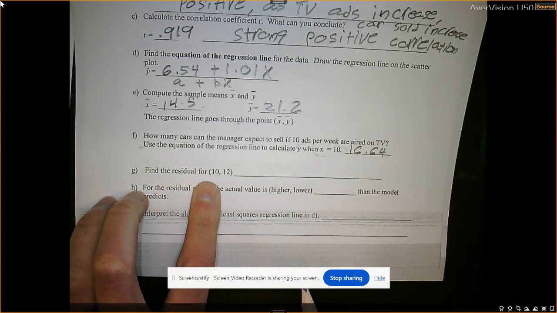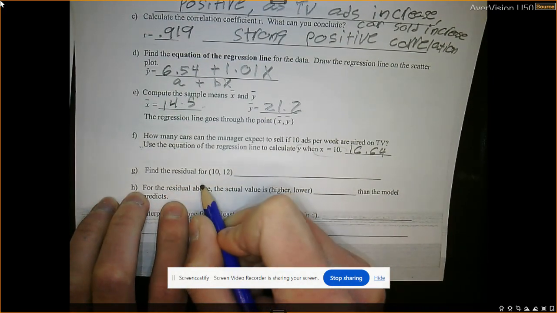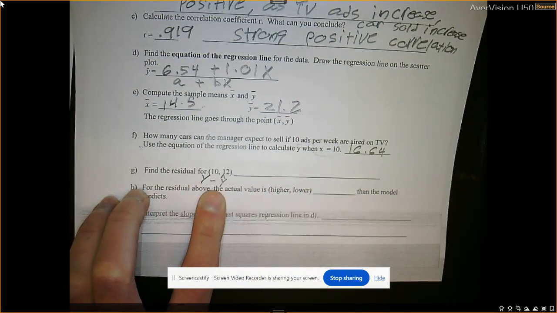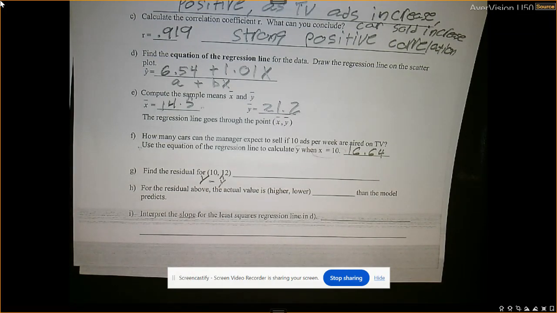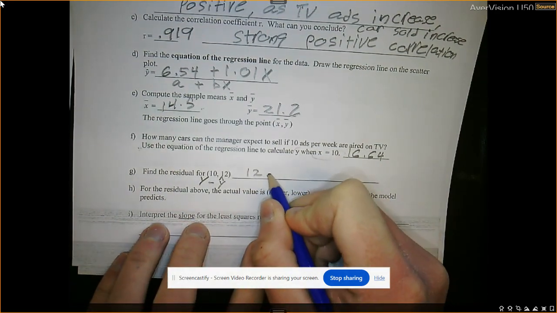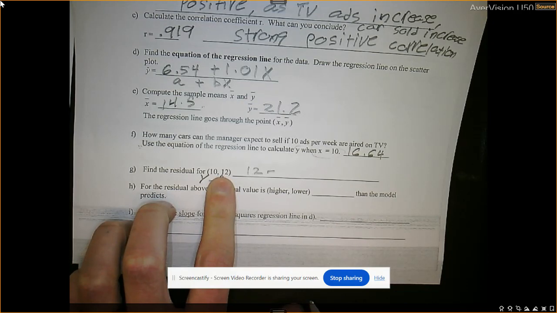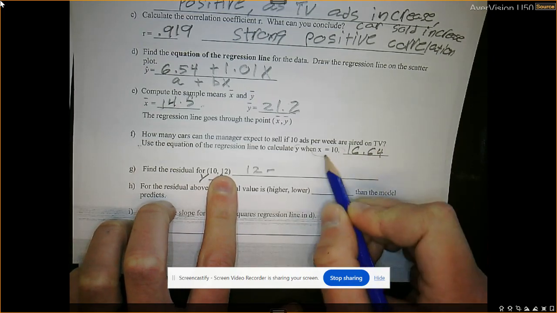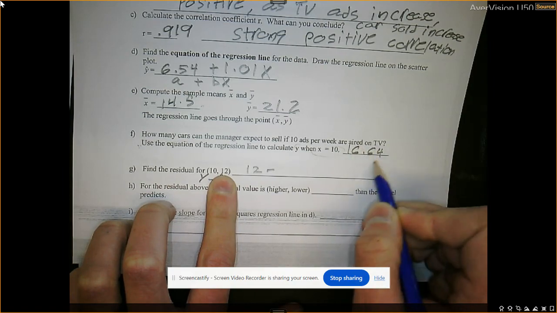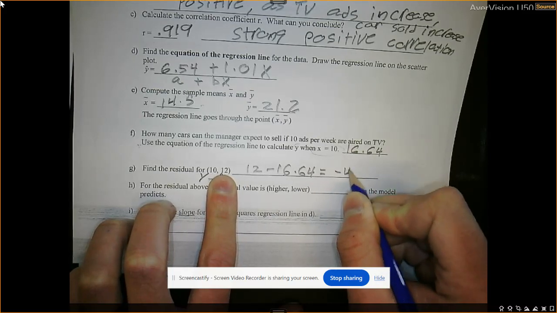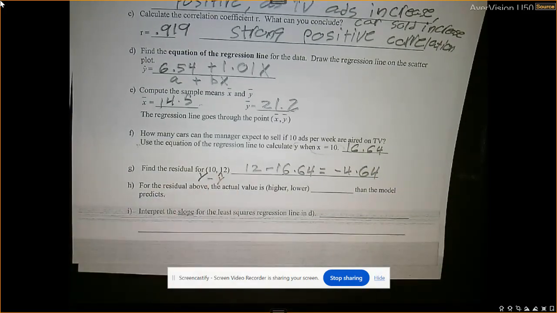Find the residual for 10 comma 12. Well, your residual formula is y minus y hat, actual y minus predicted y. So you are doing 12 minus, because that 12 is your actual y, minus the y hat. This is your y hat for 10: we put in 10 for x, and this is what we got. This is the predicted y. So 12 minus 16.64 gives you negative 4.64. That is your residual.